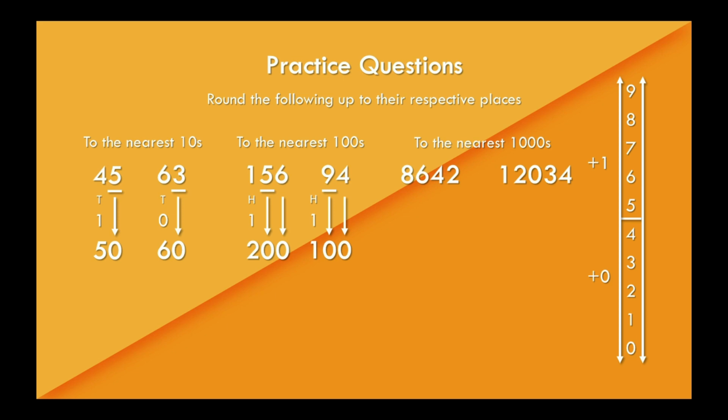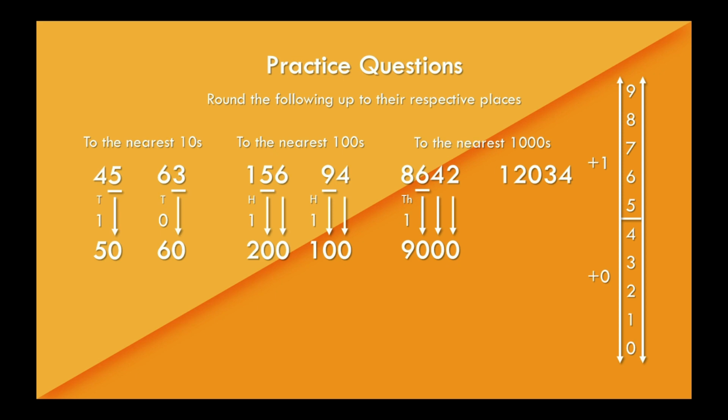Okay, for rounding to the nearest 1000, we have 8,642. Now we know that the thousands place is where 8 is. Immediately to the right, we have 6. We know that 6 rounds up, so 6 and all the numbers to the right become 0, and 8 gets a plus 1, making it 9. And we get a final answer of 9,000.